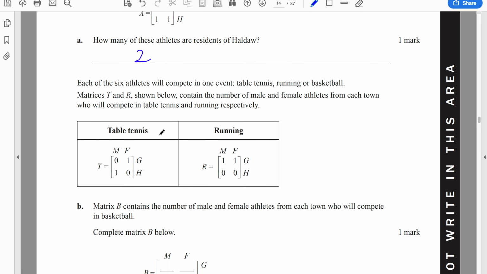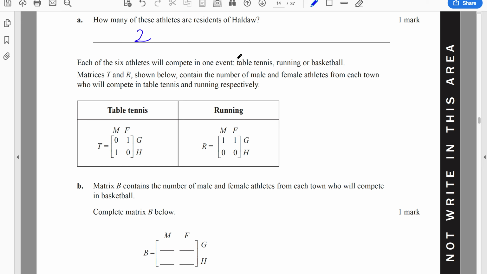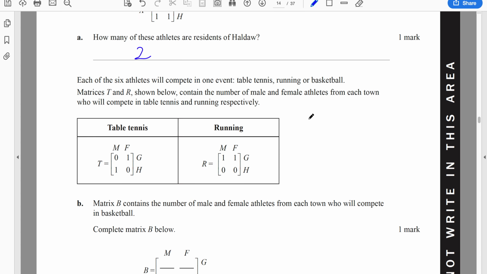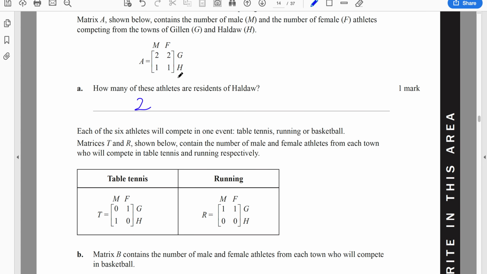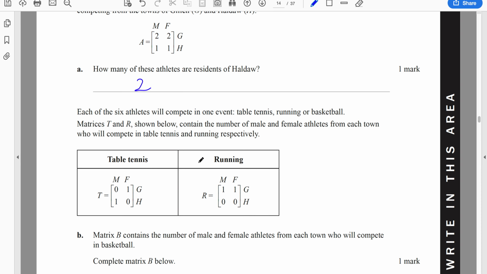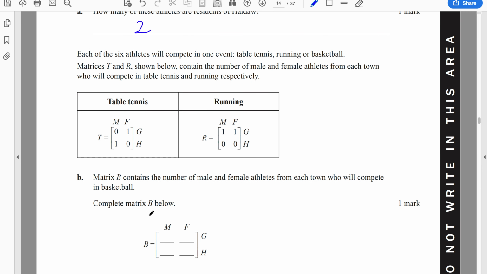With this next one, it was a little bit more challenging. Each of the 6 athletes are competing in one of 3 events. So we've got table tennis, running, or basketball. And you'll notice we've got the table tennis and we've got the running matrices. What we want to complete is the basketball matrix. Now, it says matrices T and R shown. We've got that there. It's got the number of female and male athletes from each town. Now, what we also know are those totals. Now, that's going to be really important up here. We know how many males and females there should be altogether from each of those towns. We're going to have to use that to help us fill in the matrix, because if they're not doing table tennis and they're not doing running, it means that they must be doing basketball.